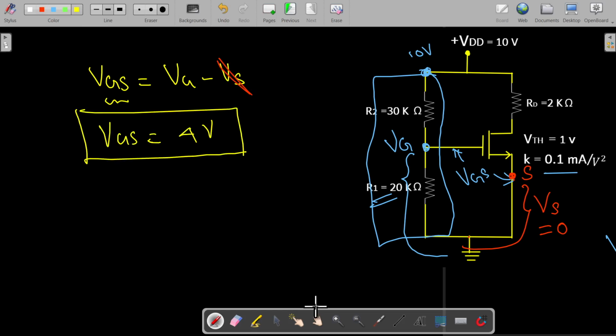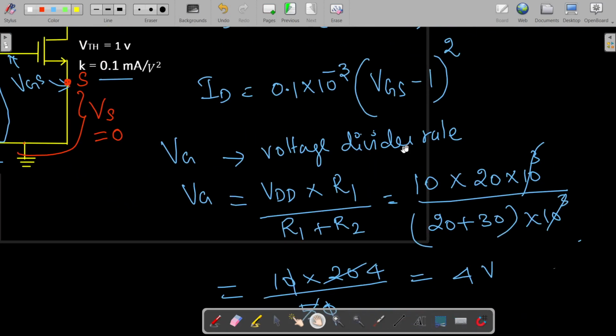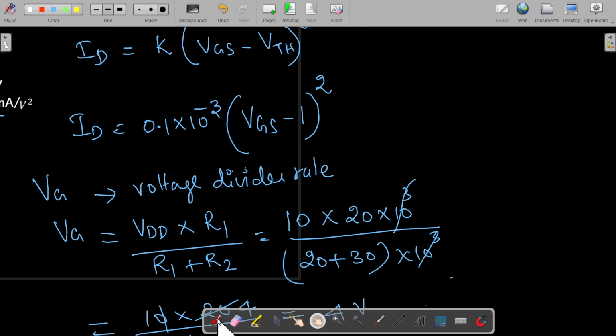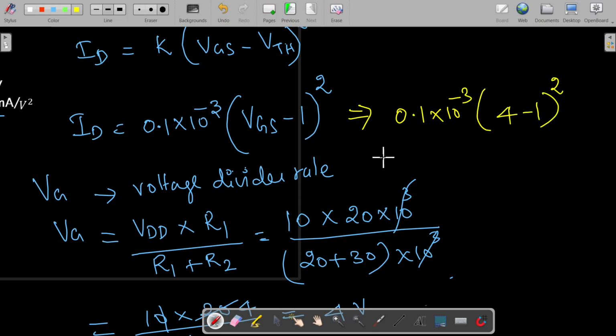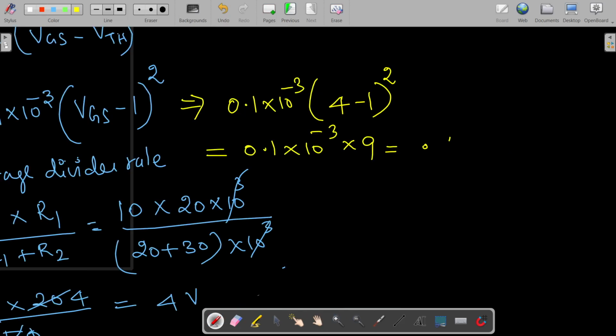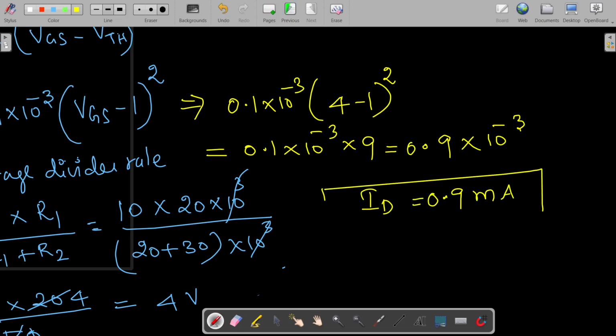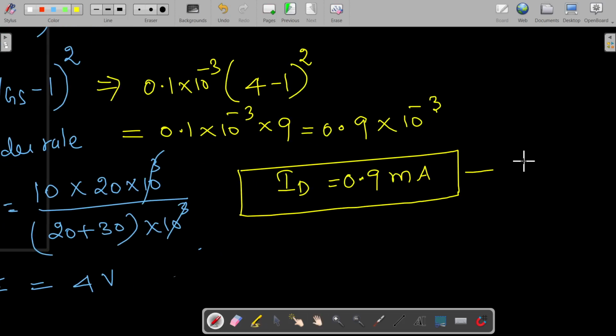Once you have this 4 volts as VGS, it can be substituted in this equation of ID. So ID is equal to 0.1 into 10 power minus 3 multiplied by (4 minus 1) the whole square. That is 0.1 into 10 power minus 3 times 3 square, which is 9. So that is equal to 0.9 into 10 power minus 3. So ID value is 0.9 milliamps. So we got one answer.